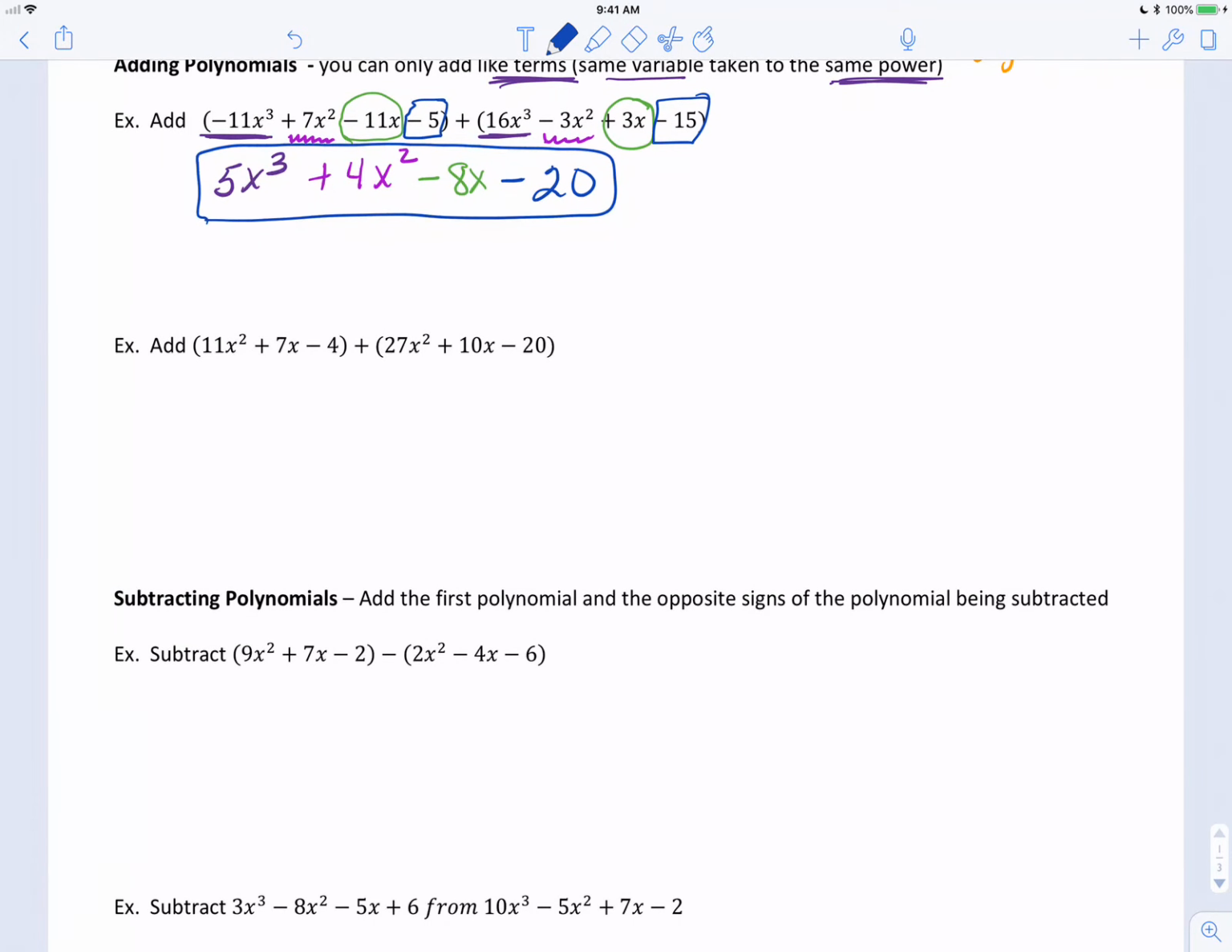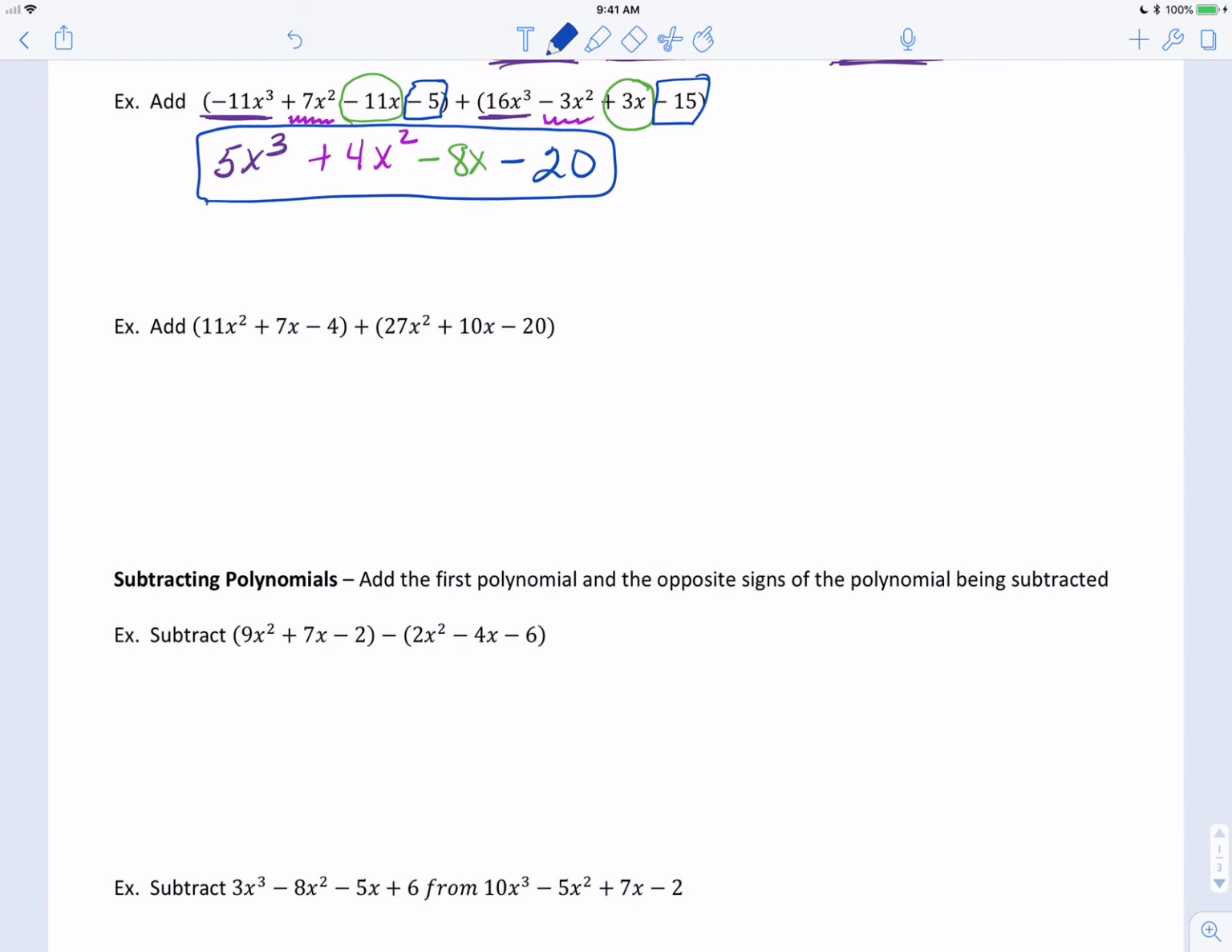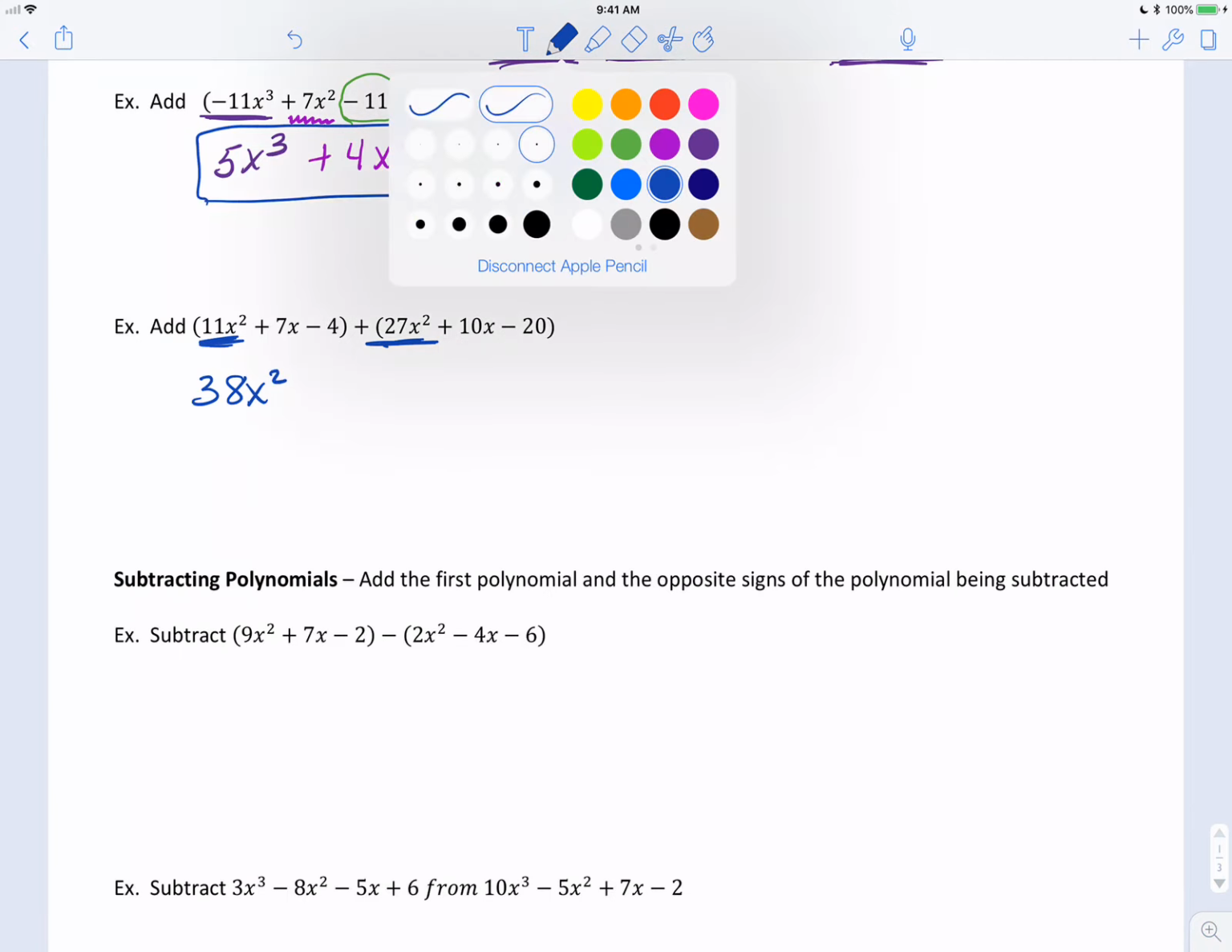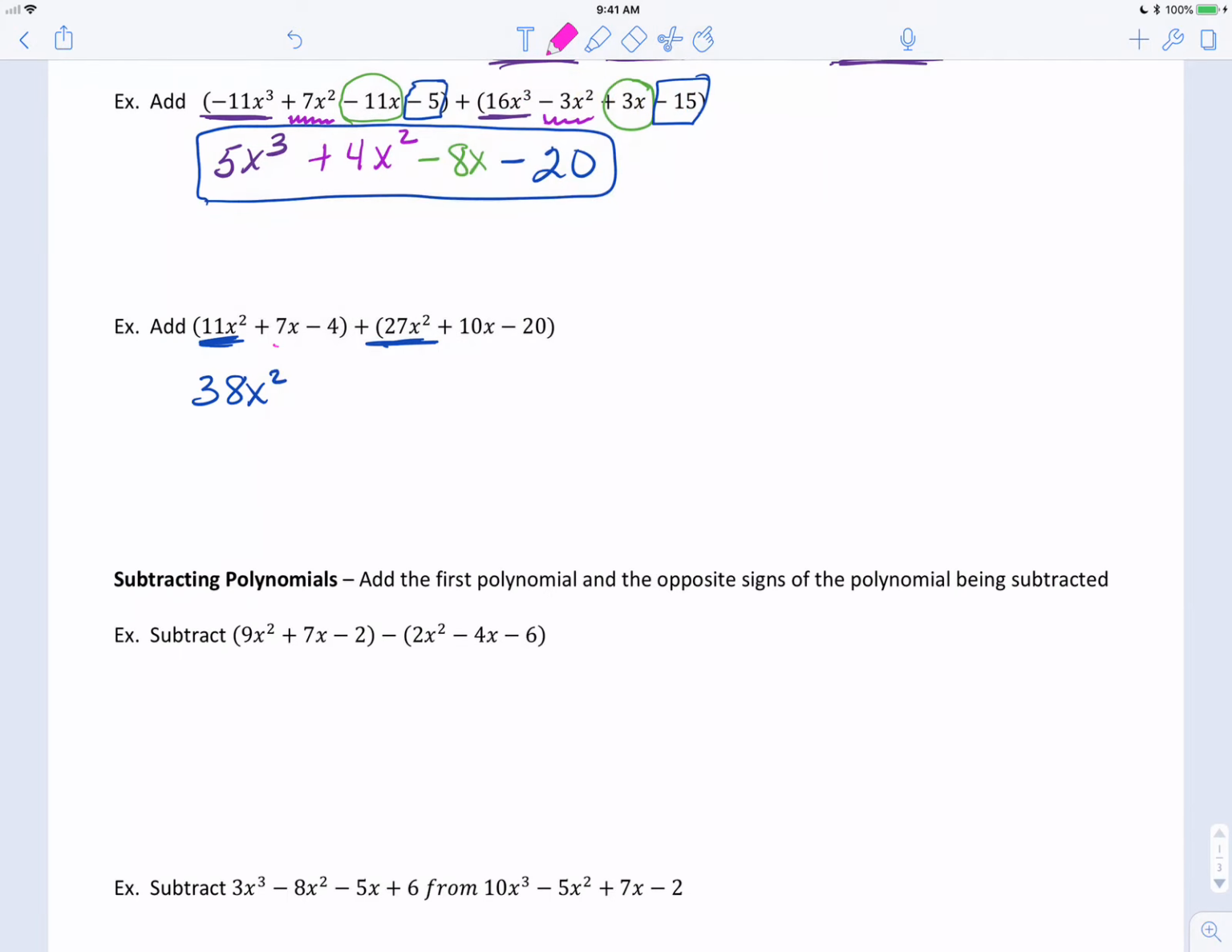All right, so you might want to try this one on your own and see how you do. This isn't that bad. So first off, let's look and see what our like terms are. Well, we've got some x squareds. So we have 11 on this side. We have 12 over here. Add that together, we get 38 x squareds. All right, so let's just go down in descending order. We have 7x here. We have 10x over on that side. So that makes 17 x's.